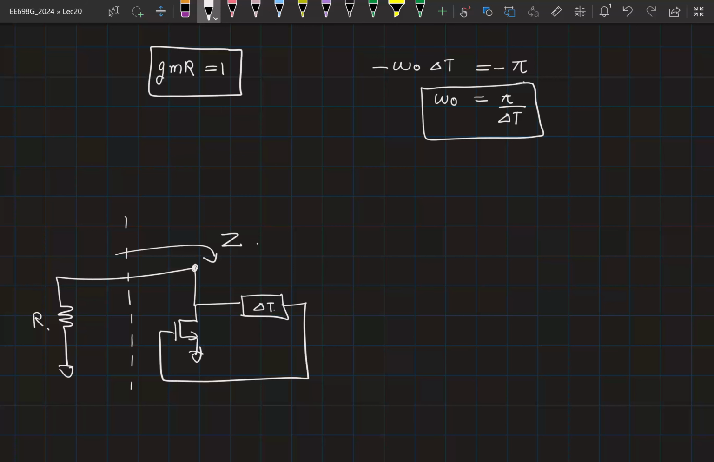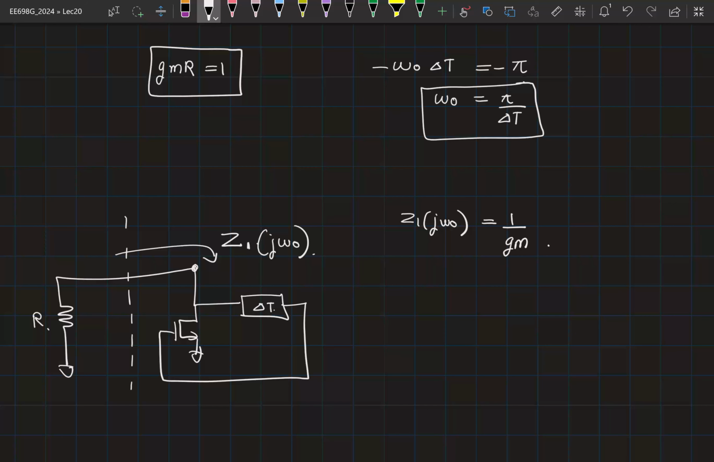Can you quickly calculate what is the impedance? Let me call this some Z1. I want to calculate this impedance at the oscillation frequency. Tell me the value of the impedance at omega naught. 1 by Gm is incorrect. Minus 1 by Gm. So, j omega naught into delta t, what is omega naught? Pi by delta t. Right? So, the impedance Z1 of j omega naught, you would have gotten this as 1 by Gm.